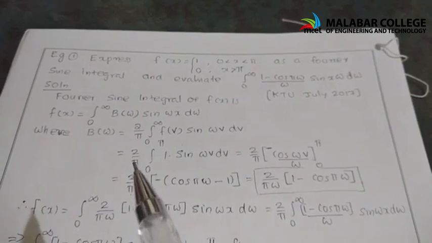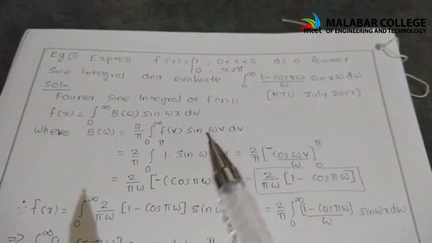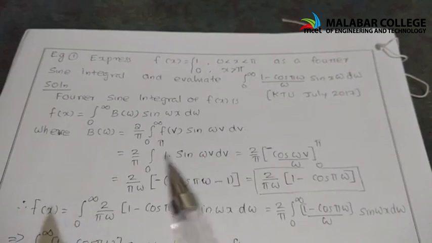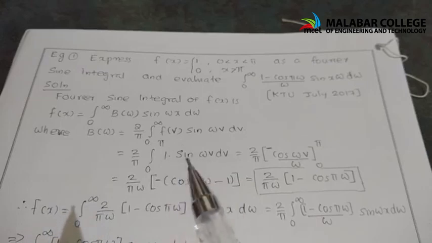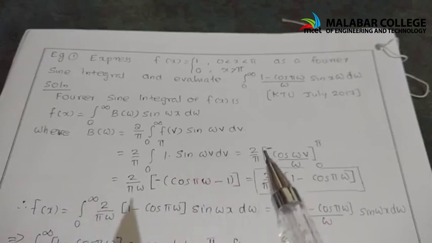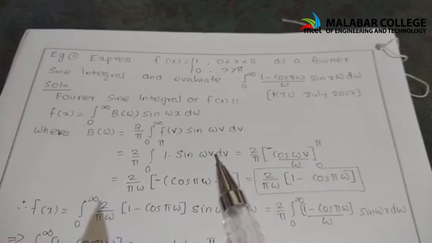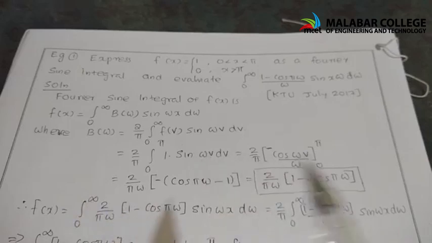So it will come 2 by pi integral 0 to infinity, f of v is f of x here, equal to 1, sine omega v dv. And 1 into sine omega v is sine omega v dv. And we have to integrate this from 0 to infinity. So while integrating sine, we have to see what the integral of sine is. Integral of sine is minus cos. And it is omega v here, so we write omega v. And we are integrating with respect to v, so we are considering omega as a constant. So we have to divide by this constant omega here.